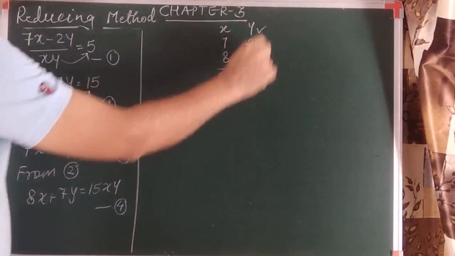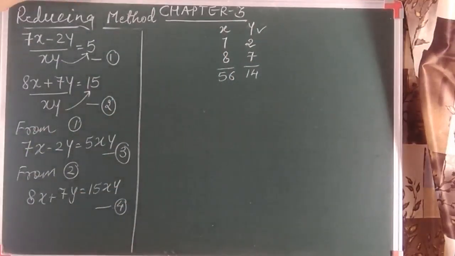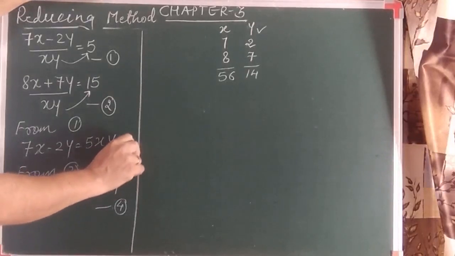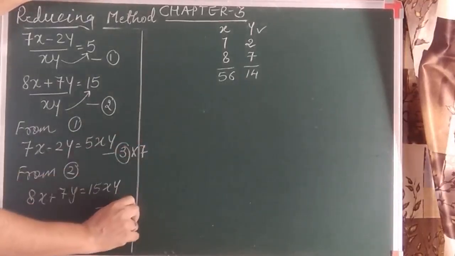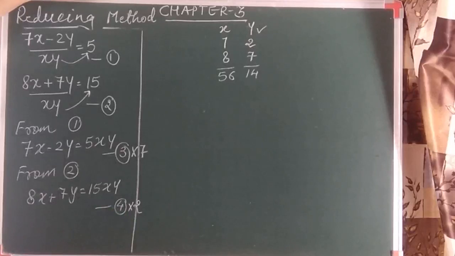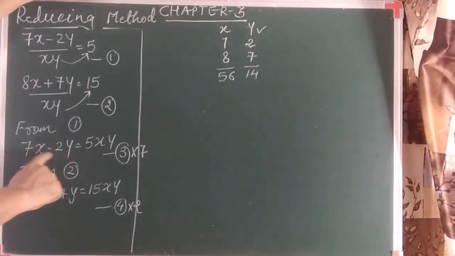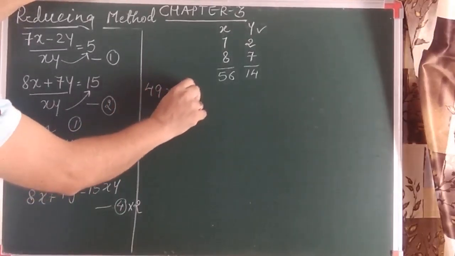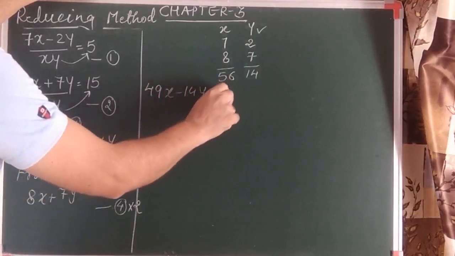So it is better, let's make the coefficient of y equal. To make the coefficient of y equal, equation number 3 we should multiply with 7 and equation 4 should be multiplied with 2. So let us do that. I multiply all the terms with 7. So 7 sevens are 49, 7 twos are 14, 7 fives are 35.